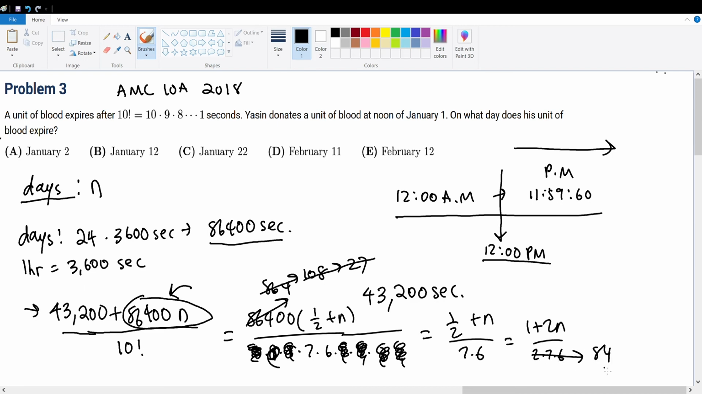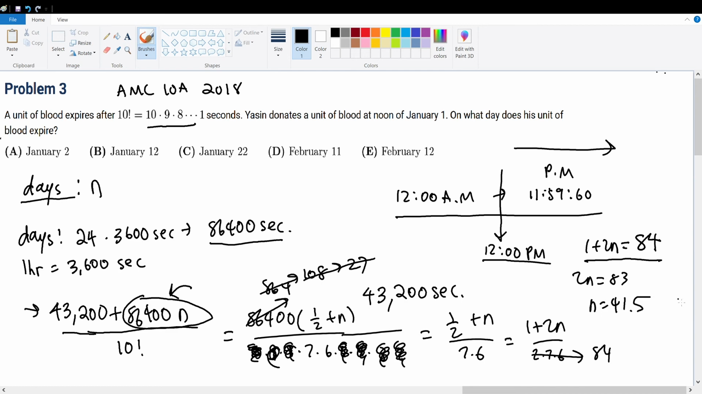Now, since we're told that we have to find the number of days until the blood expires, it must mean that 1 plus 2n is a multiple of 84. And since blood has an expiration of 10 times 9 times 8, all the way to 1 seconds, it must be equal to the lowest multiple of 84. Because if it's higher, then we're extending the blood's expiration time, and it cannot be done because the blood will have already expired by then. So 1 plus 2n must be equal to 84. So 2n must be equal to 83, hence n must be equal to 41.5.